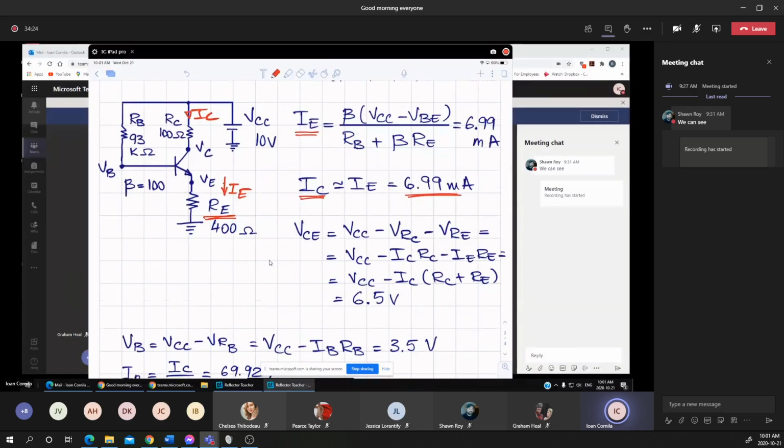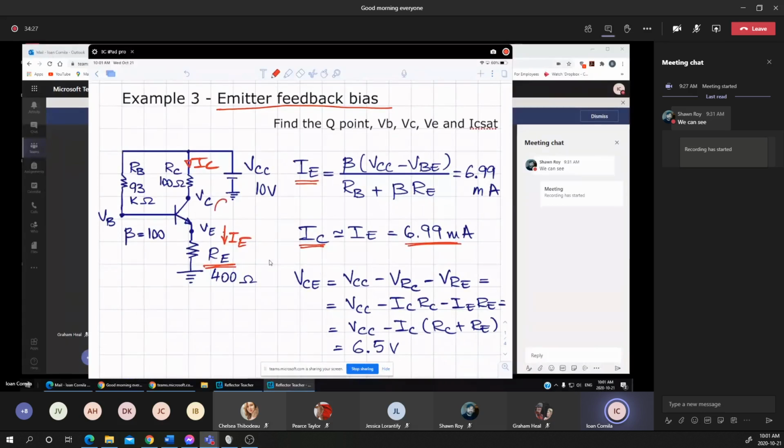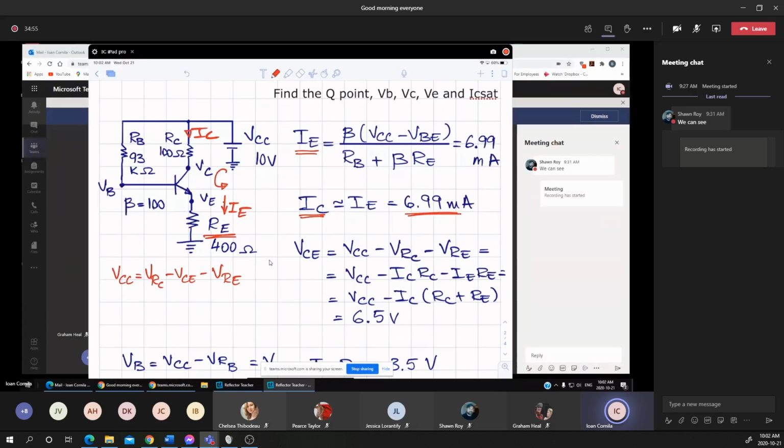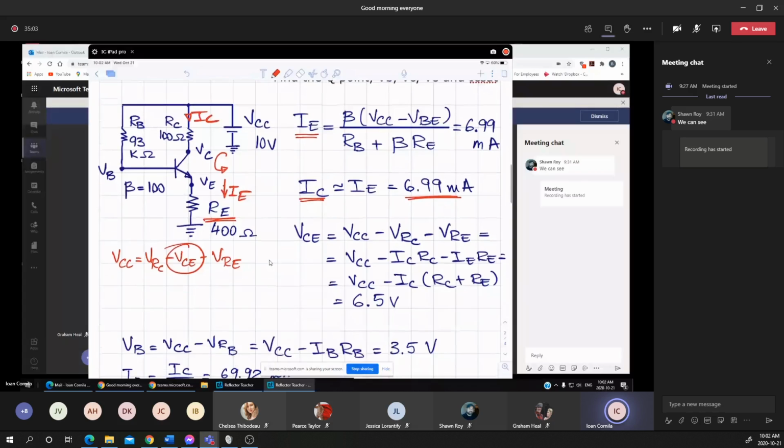To find the VCE, that's a change in finding, again in the output loop, applying the KVL, which is the VCC, and I can write it aside. The VCC equals the drop voltage across RC, plus the VCE, plus the drop voltage across RE. There you go. Now from this equation I'm looking for the VCE. VCE is the VCC minus the VRC, and minus the drop voltage across the resistance RE.